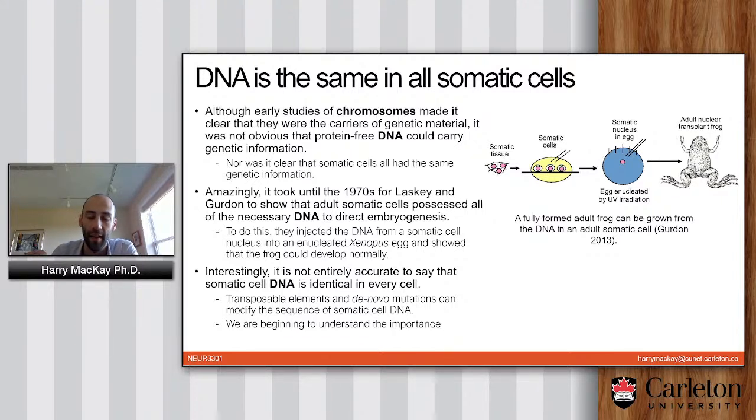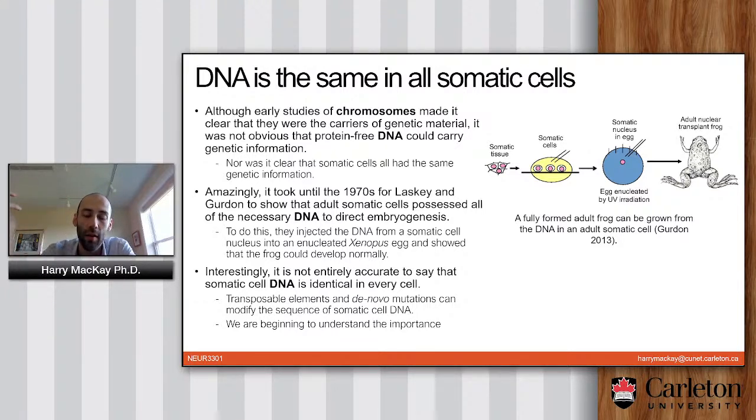The other would, of course, be that all the cells have the same DNA. They just turn off the genes they don't need somehow. So back in the 70s, Laskey and Gurdon showed that you actually could suck out the nucleus from an adult somatic cell with all of the DNA that it might happen to have and inject it into an enucleated Xenopus egg. This is a kind of frog where the egg cells are really big and you can work with them quite easily under a microscope.